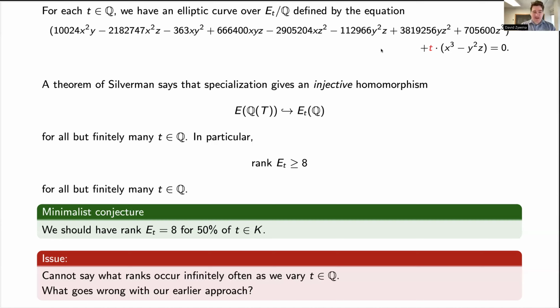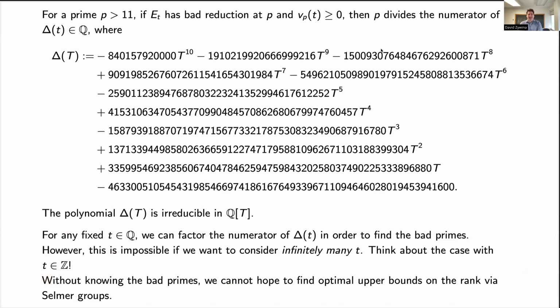So what's the challenge with showing it's 8? Why can't we compute the ranks? What goes wrong? The first thing that goes wrong, this mess, is that understanding the bad primes is miserable.